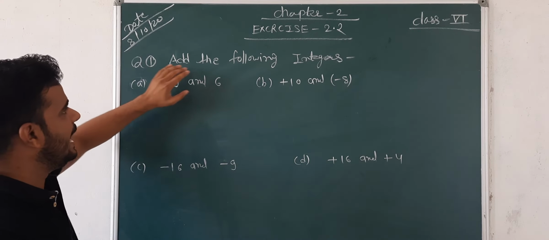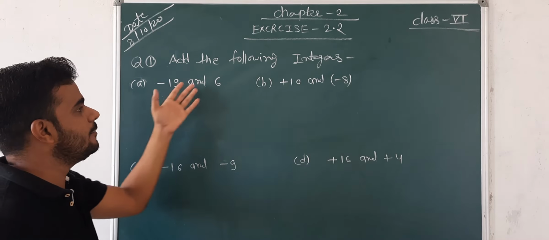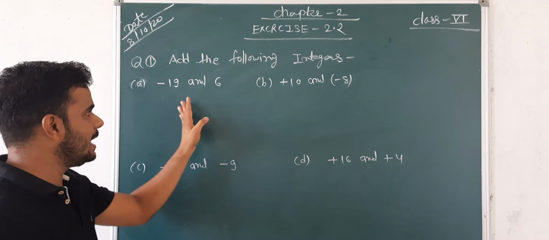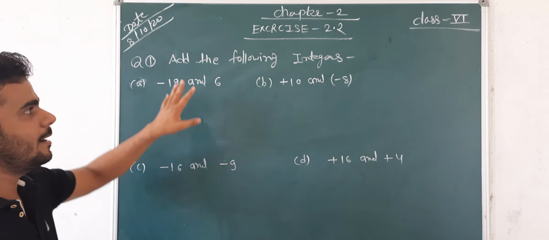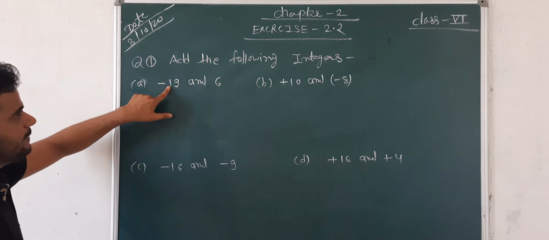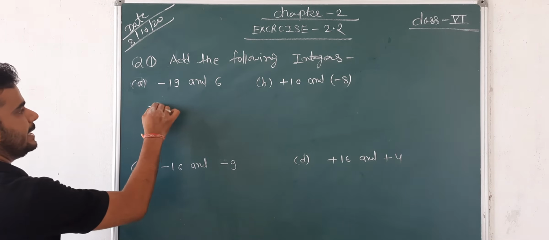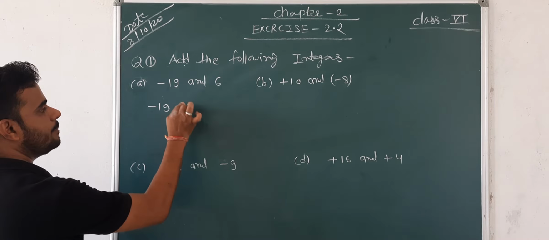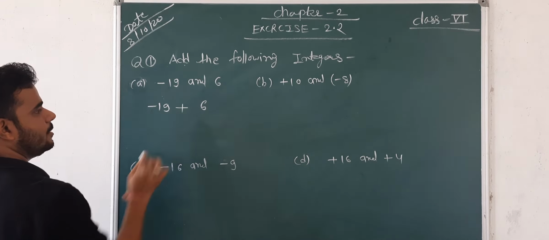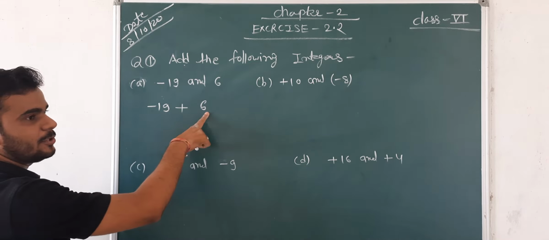The first question is: add the following integers. It means you have to add the following integers. There are four questions, so I will solve, just see how to add the integers. Negative 19 and 6. Negative 19, add means plus, and 6. Okay, then one is negative and one is positive.